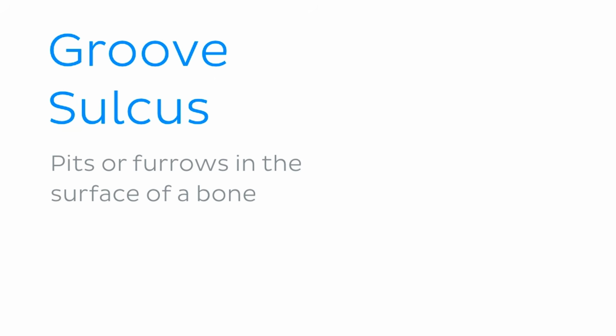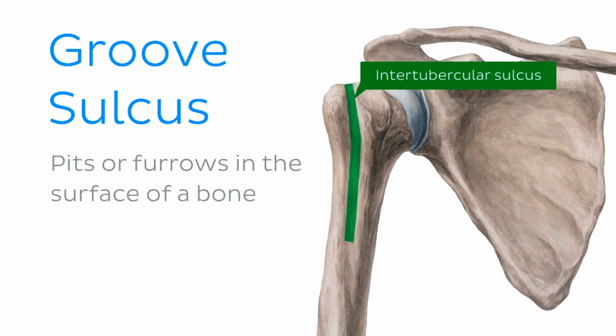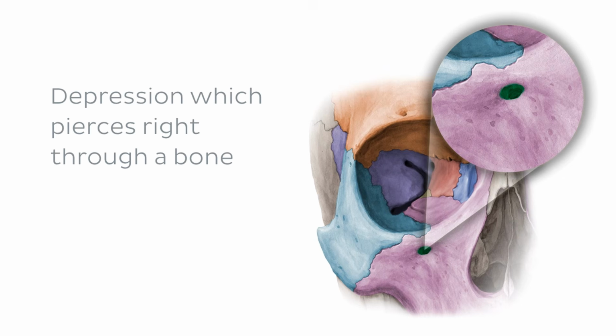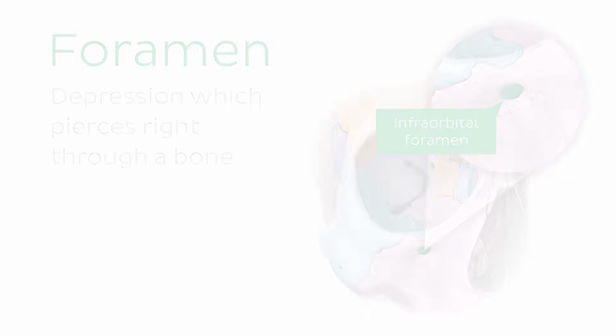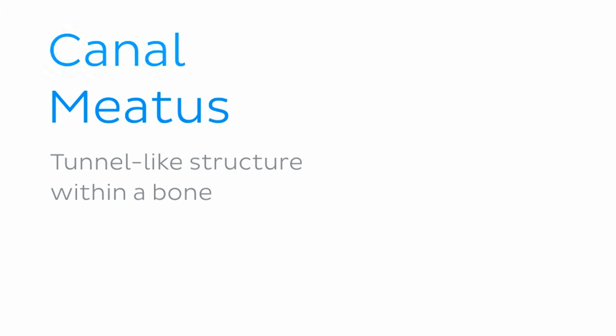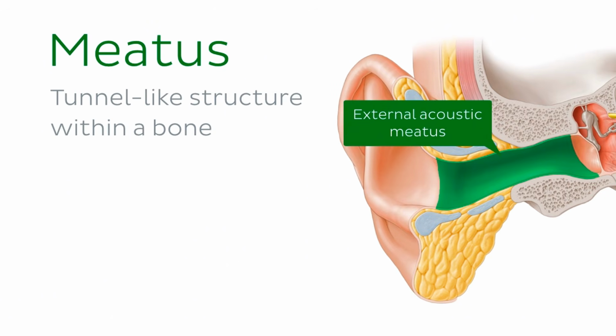Next up are two similar terms, which are groove and sulcus. As the first name suggests, these describe long pits or furrows in the surface of a bone, such as the intertubercular sulcus or groove of the humerus. The next term describes a depression which pierces right through a bone, and it's known as a foramen. It usually gives passage for blood vessels or nerves, for example, the infraorbital foramen of the maxilla. Similar to a foramen is a canal or meatus, both of which describe a tunnel-like structure within a bone, for example, the external acoustic meatus, which connects the middle and outer ear.